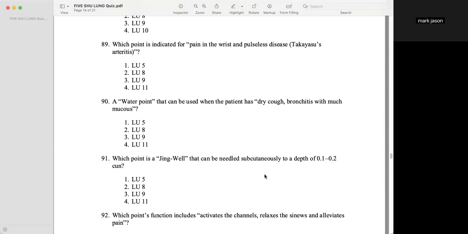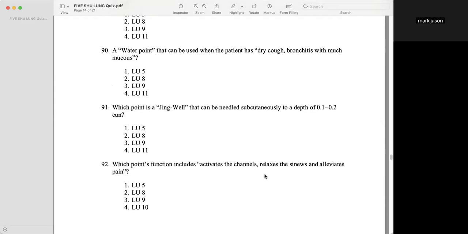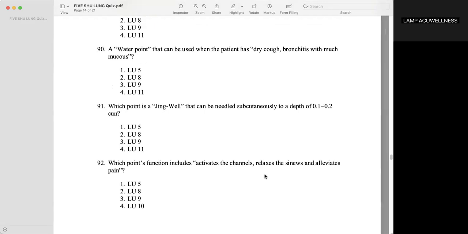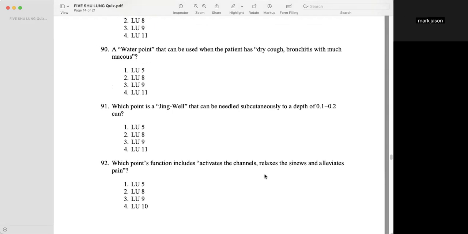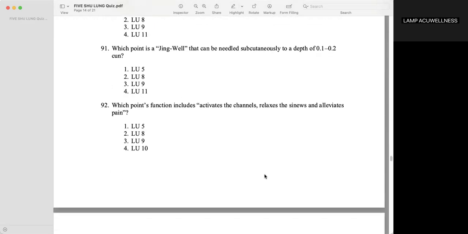Lung 8. A water point that can be used when the patient has dry cough, bronchitis with much mucus? Lung 5. Which point is a Jing-Well point that can be needled subcutaneously to a depth of 0.1 to 0.2 tsun?